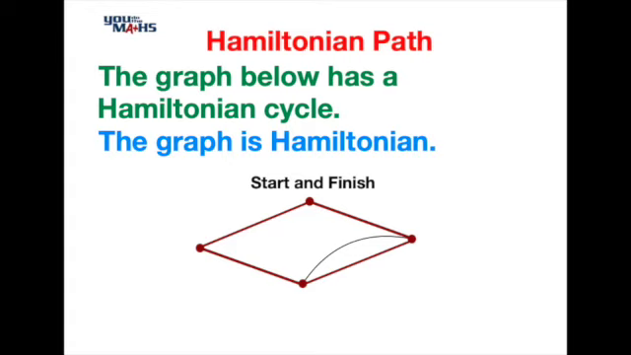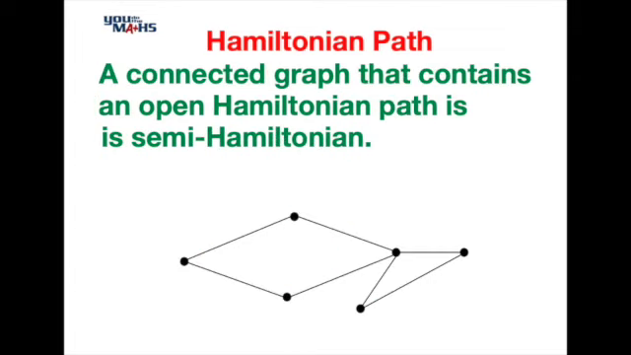If we have a graph with a Hamiltonian path which does not finish at the same vertex as where it started, we call the graph semi-Hamiltonian. Let's have a look at an example of that and a possible reason how we can identify when a graph is semi-Hamiltonian.